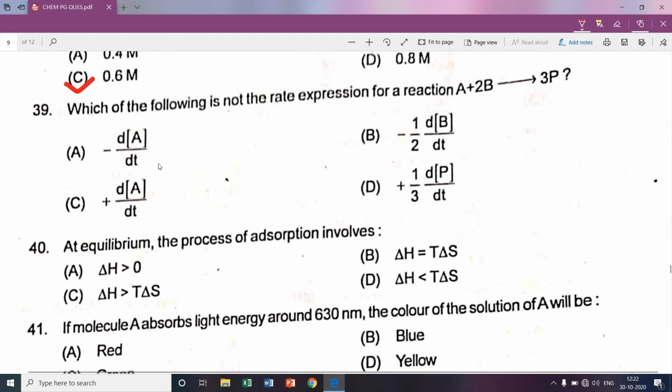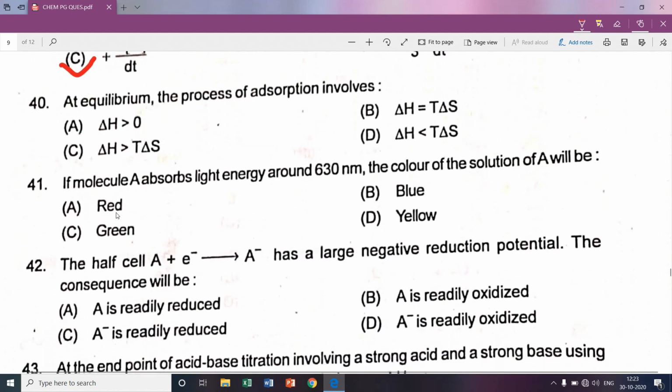Question 39. Which of the following is not the rate expression for a reaction, that is A plus 2B gives 3P? Option C is the right answer, that is dA by dt. Question 40. At equilibrium, the process of adsorption involves. Option B is the right answer, that is del S is equal to T del S.